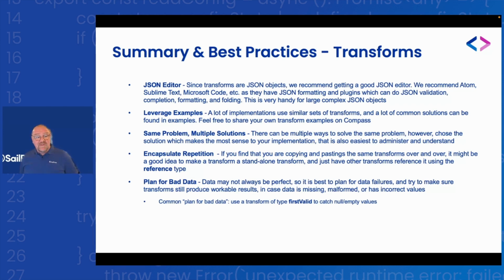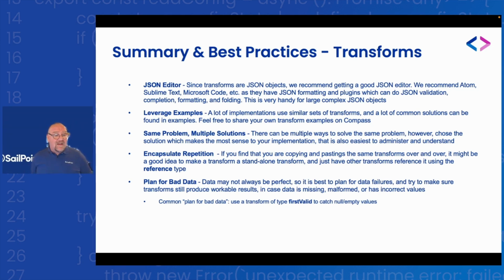Same problem, multiple solutions. I mentioned that in the previous slide: you need to understand all the different transform types that we have, which can help make the solution as simple as possible. It's quite easy to pick the wrong transforms and end up with quite a complicated transform object. So understanding the best type to use is a way to keep it simple. And keeping your transforms as small and neat as possible means they're more maintainable.